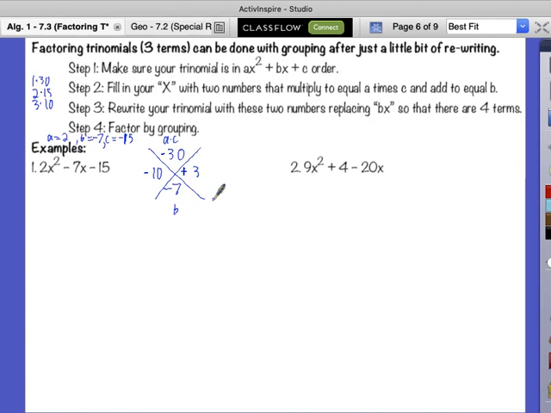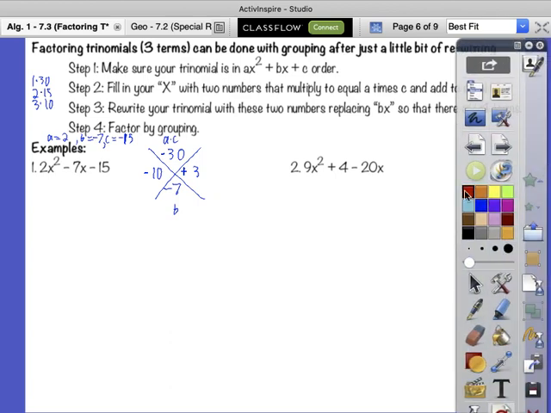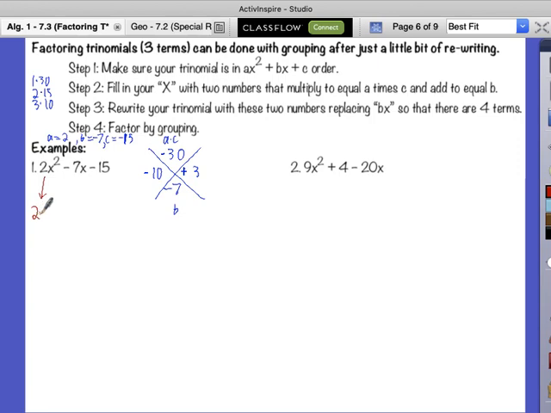So now we're going to step into step 3. We're going to rewrite our trinomial with these two numbers replacing our bx. So the first one stays the same. So we're going to leave 2x squared. You don't have to draw these arrows, but I'm going to show you guys up here. We're going to leave 2x squared the same.